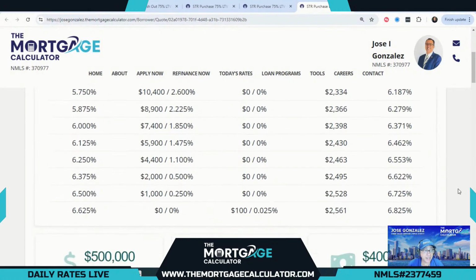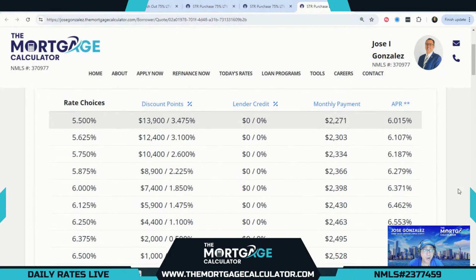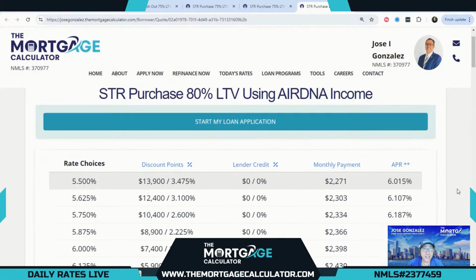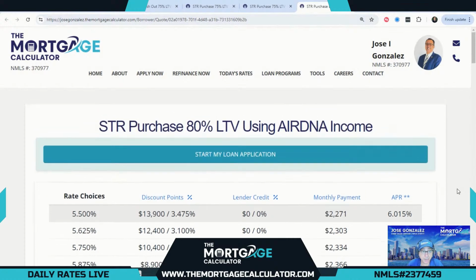And look at those rates. Absolutely amazing. 6.625 with a lender credit of 0.025. And you can buy that down all the way to 5.5%. That is our lowest rate option. And this is using AirDNA income to qualify at an 80% LTV.